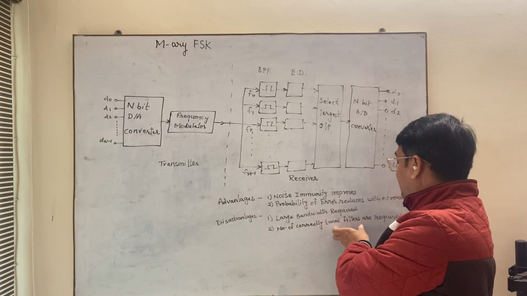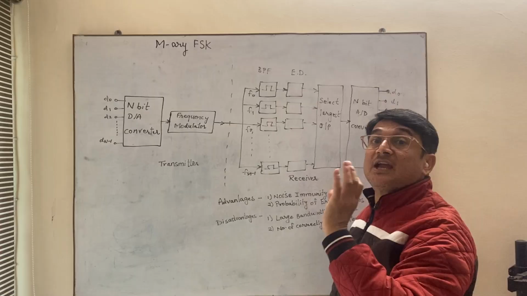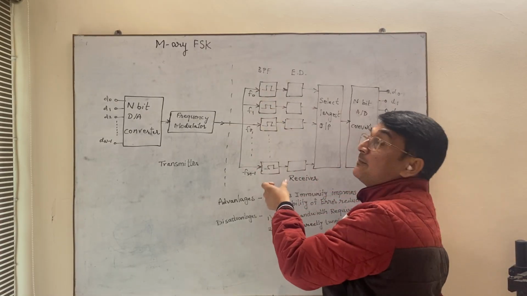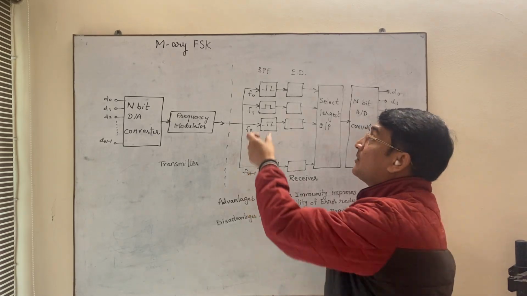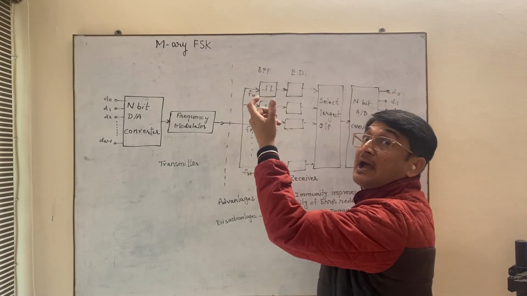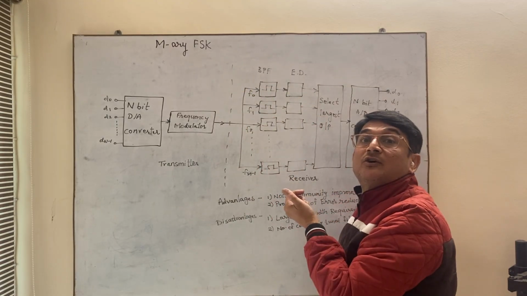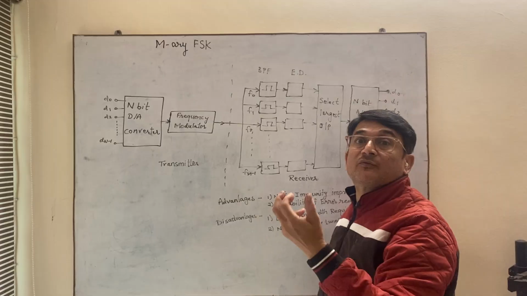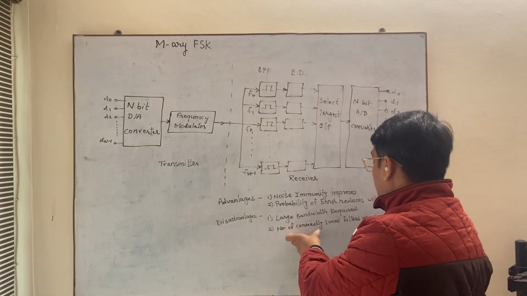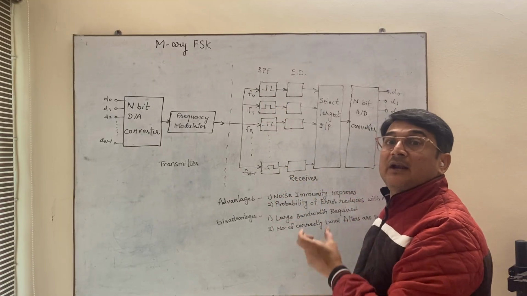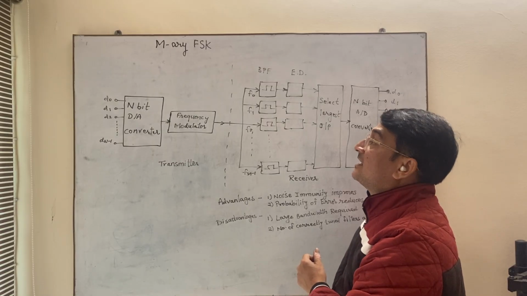Then a number of correctly tuned filters are required. This is also very essential, because if you are transmitting M different symbols, you are keeping M different bandpass filters, and these must be perfectly tuned. If they are not perfectly tuned, the F1 filter may pass some components of F0 or some components of F2, and then the signal will not be properly demodulated. So all the filters should be correctly tuned. This is a very big disadvantage of M-ary FSK.